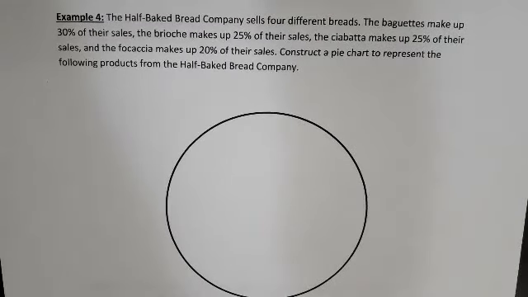So Half Baked Bread Company sells 4 different breads. Baguettes are 30% of the sales. The brioche is 25% of the sales. The ciabatta is 25%, and focaccia makes up 20% of the sales. Construct a pie chart to represent the bread.